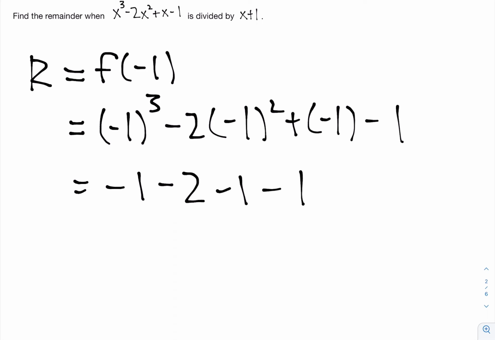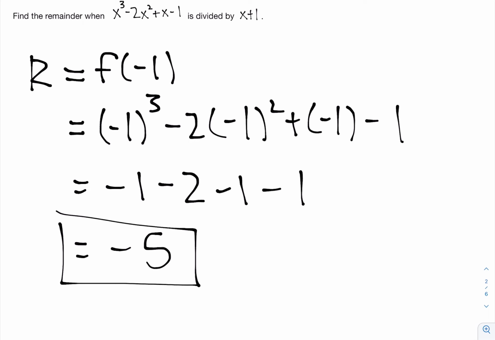And then we have minus 1 again. So we got minus 3 minus 1 minus 1, so that's minus 5. Okay, and in my last video on synthetic division, we went over this because when we divided x cubed minus 2x squared plus x minus 1, we found out what the quotient was, but we also found out what the remainder was. The remainder was equal to negative 5 when we divided it by x plus 1. So that's kind of a correlation there.